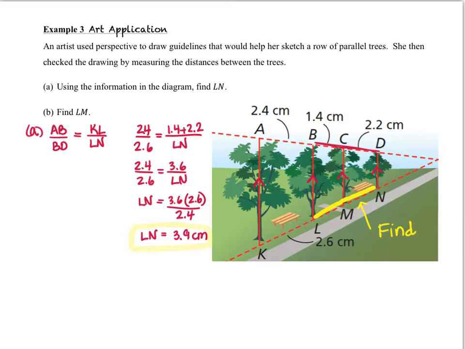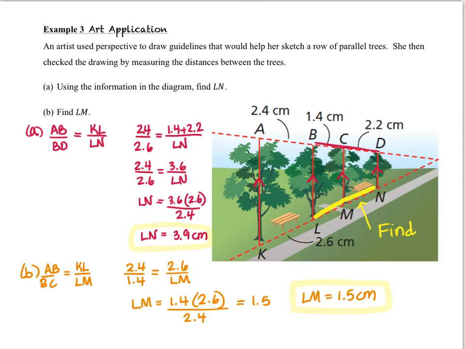Now let's tackle part B, which says find LM. Again, we're going to set up proportions. This time we're going to say AB is to BC as KL is to LM, which is the one we're trying to find. And of course, now we plug in the numbers. Once we plug in the numbers, it's an easy proportion to solve, and we're able to see that the distance between points L and M is 1.5 centimeters on the artist's drawing.